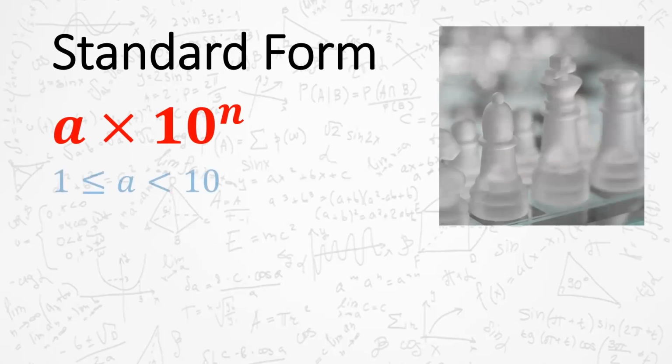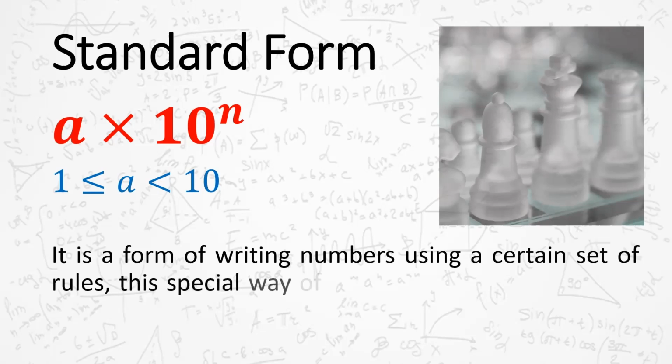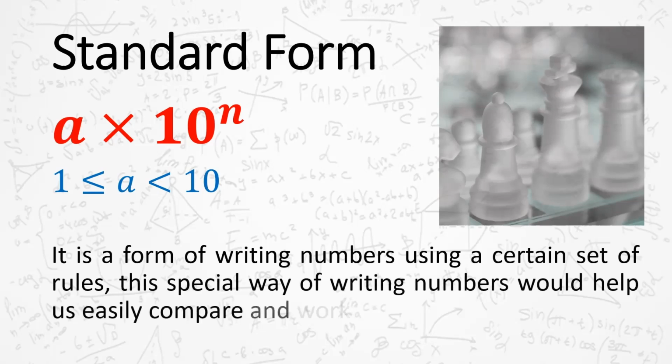Standard form. Normally when you see standard form, or when you're asked to write a number in standard form, it will always be in the form of a times 10 to the power n, where a is between 1 and 10. So the official definition for standard form is a form of writing numbers using a certain set of rules. This special way of writing numbers helps us easily compare and work with them. So that's it, that's standard form.